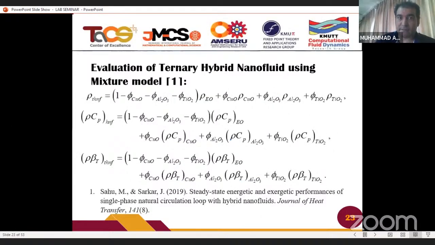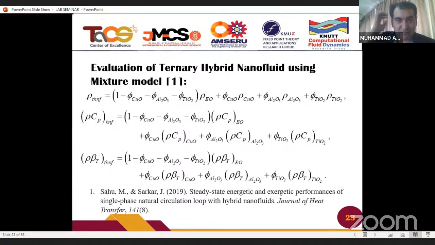Next, this is the evaluation of the ternary hybrid nanofluid using the mixture model. The mixture model was studied by Sahu and Sarkar in 2019. The reference is given. From here you can see, as we consider 3 different particles: copper oxide, aluminum, and titanium. This is the volume fraction of copper oxide, this one is the volume fraction of aluminum, and this one is the volume fraction of titanium oxide.